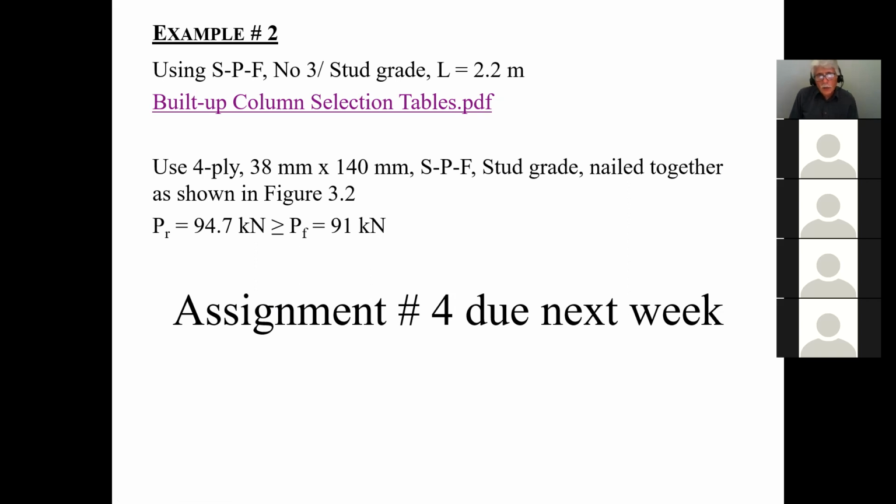Now, the reason why I don't do one with wet conditions here is because the only place that we're going to be using built-up columns is to support lintels, and inside buildings. But if you guys want, we can go through a whole example where we throw everything into the mix, but then we'll have to do everything from the equations, just like we did with the studs. So for built-up columns, it's always going to be dry.